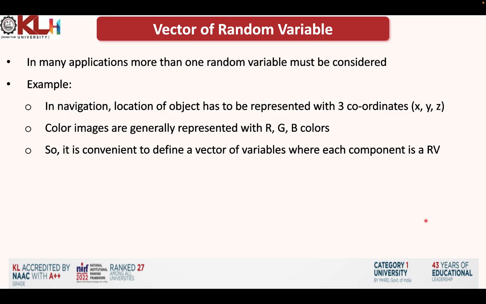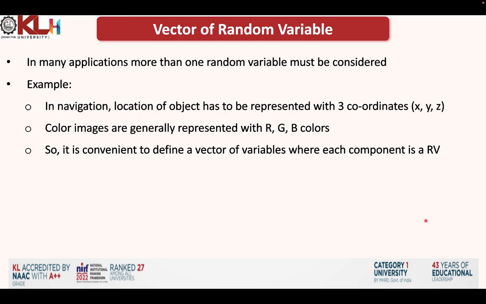Now let's look at a vector of random variables. So far we have been looking at a single random variable, but now consider more than one random variable for a given sample space. Now it's important because there are many real life scenarios where we come across multiple random variables.